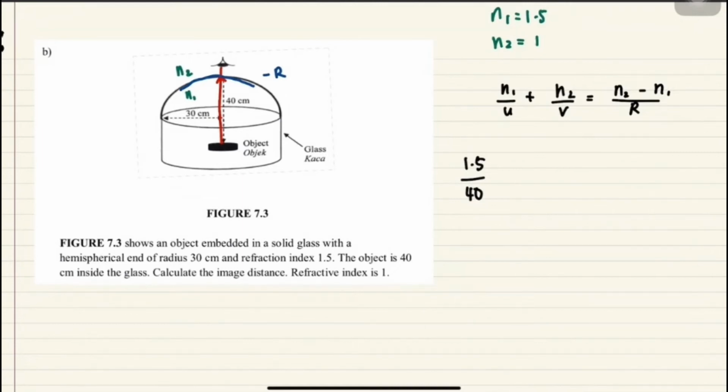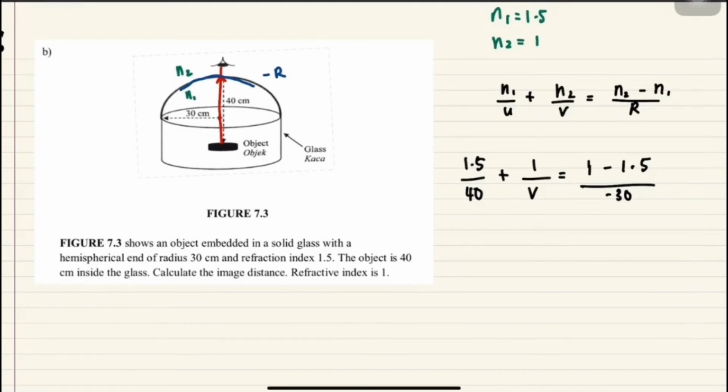N2 is 1. Kita nak cari V. So N2 is 1 minus 1.5, kan terbalik kan. R dia tu adalah negatif. So negatif 40. Sorry, negatif 30 lah kan. Oh, so maksudnya kena pakai yang 30 cm tu. I just want to double check the answer. So ini adalah soalan nombor 8B.